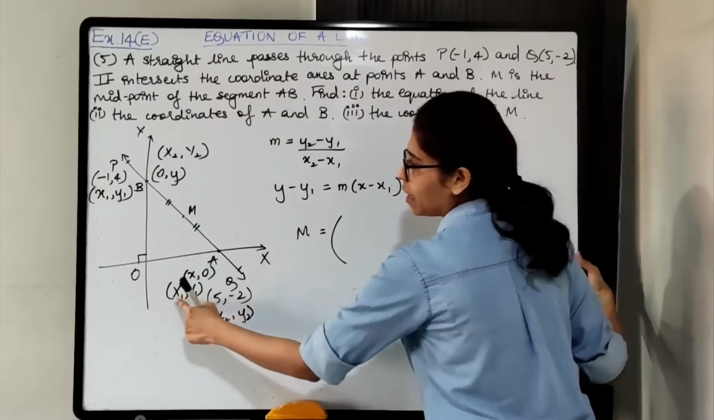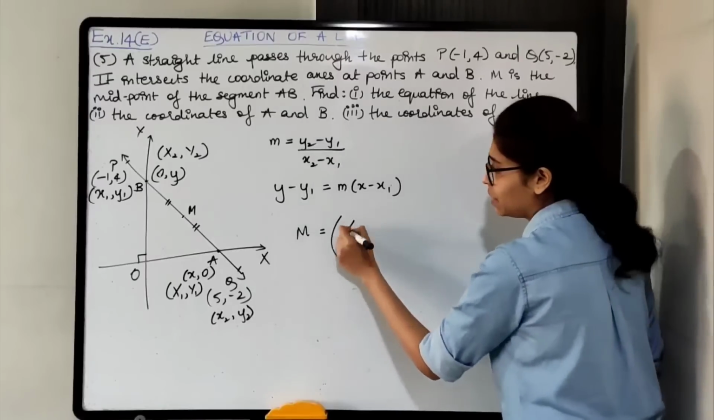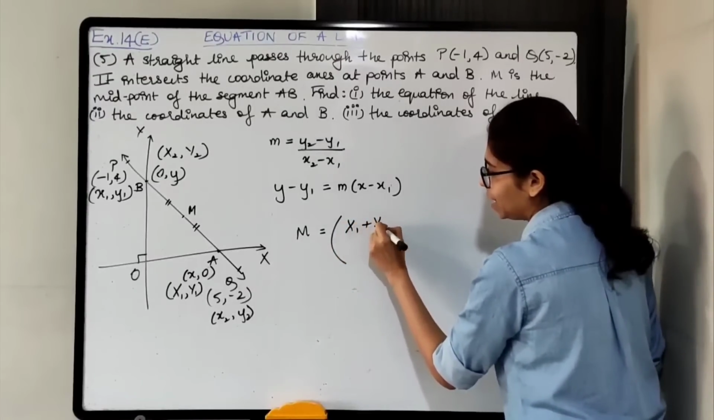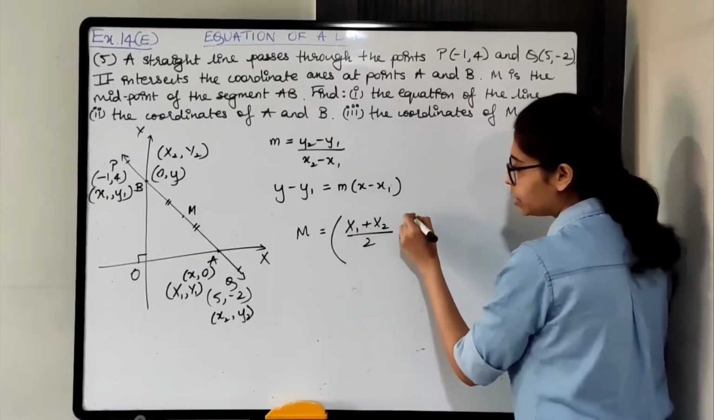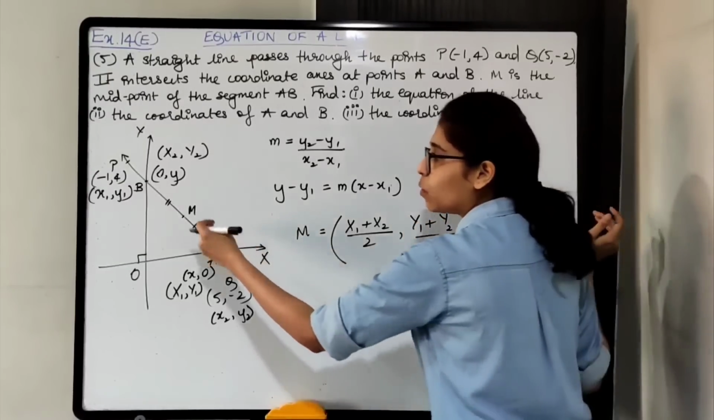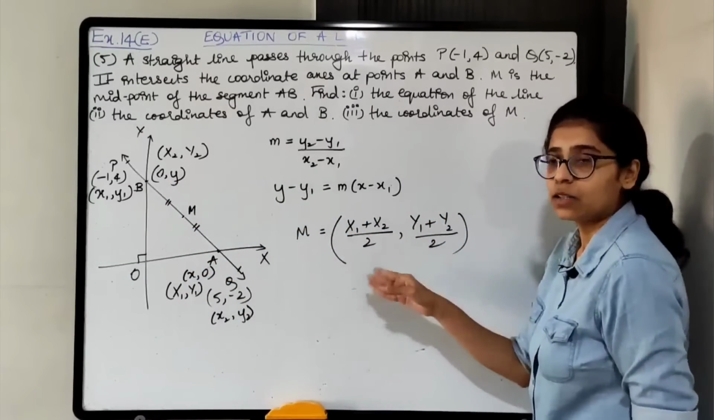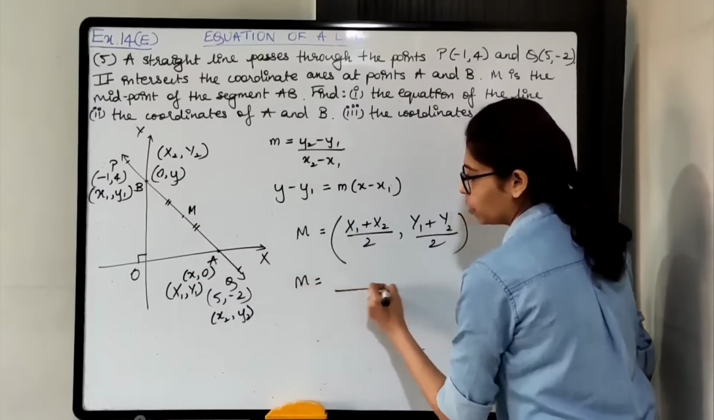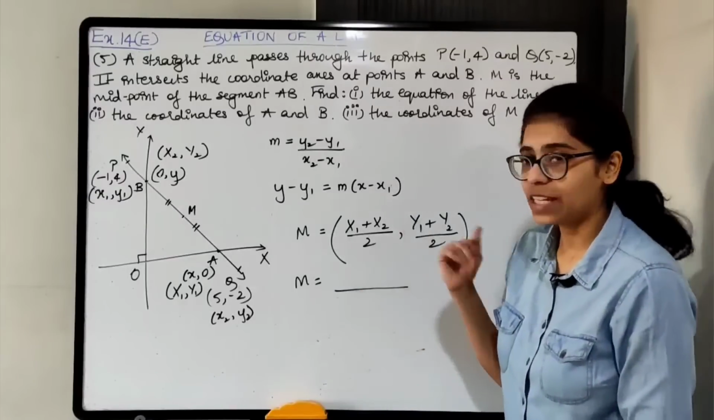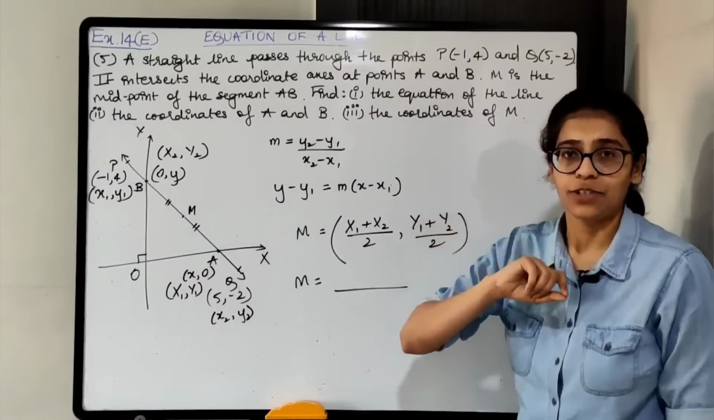It will be X1 plus X2 divided by 2 or X2 plus X1 divided by 2, one and the same. Add ही करना है. And y coordinate y1 plus y2 divided by 2. So once you get coordinates of A and B, put the values and you will get the coordinates of M, जो भी होगा. Okay, so it's very easy. Let us now solve and find the equation of the line first.